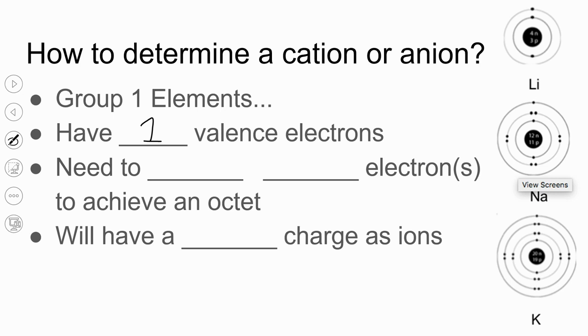How many electrons would it take to get to 8? 7. So are they going to gain 7, or are they going to lose 1? We can either gain or lose. They're going to lose 1. Lose 1 electron to achieve an octet. And if you give away 1 electron, what's the charge going to be? +1. Yep, good. It'll be +1 charge.